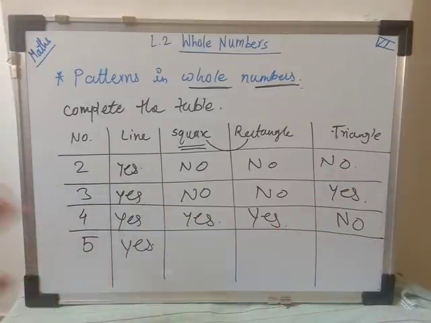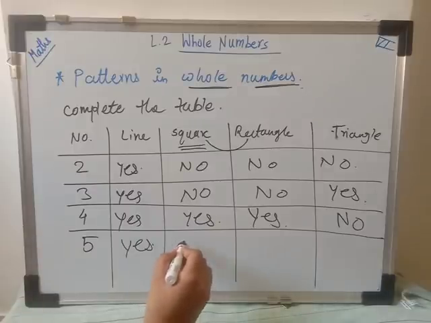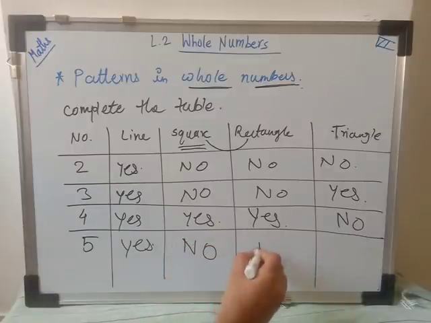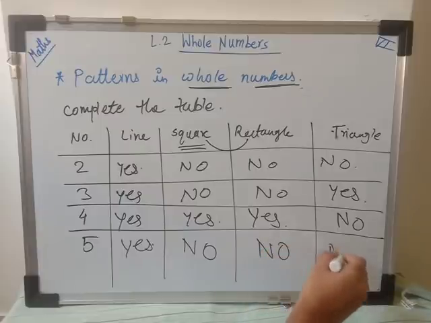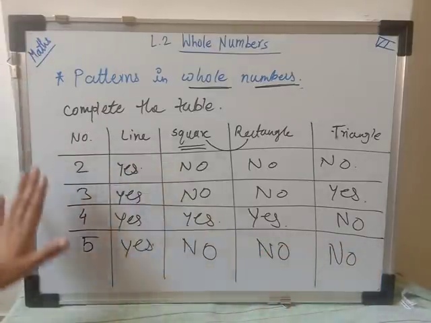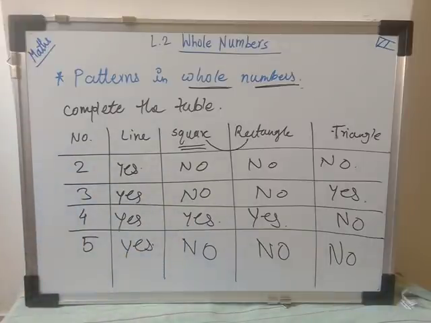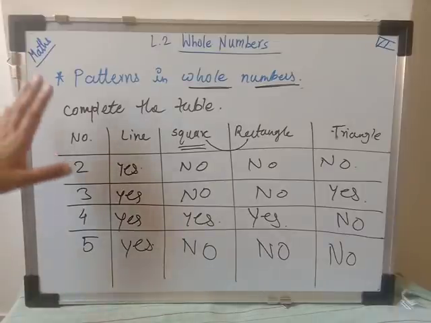So 5 is also one number where we can make only lines. We can't make a square, rectangle or triangle. In this way you have to make a table in your notebook, and that table is there on page number 42. Open the textbook and just open page number 42, and above the page you can see that table.